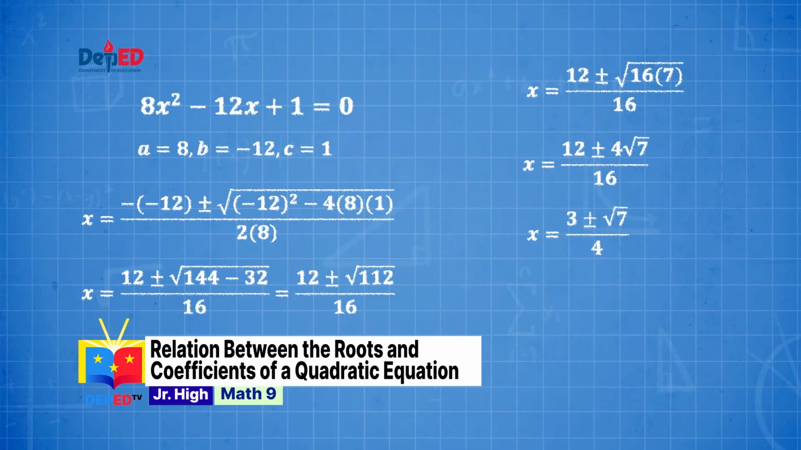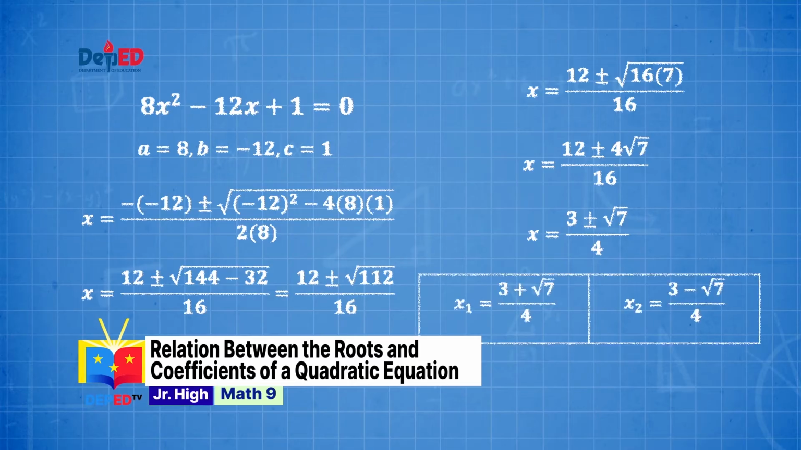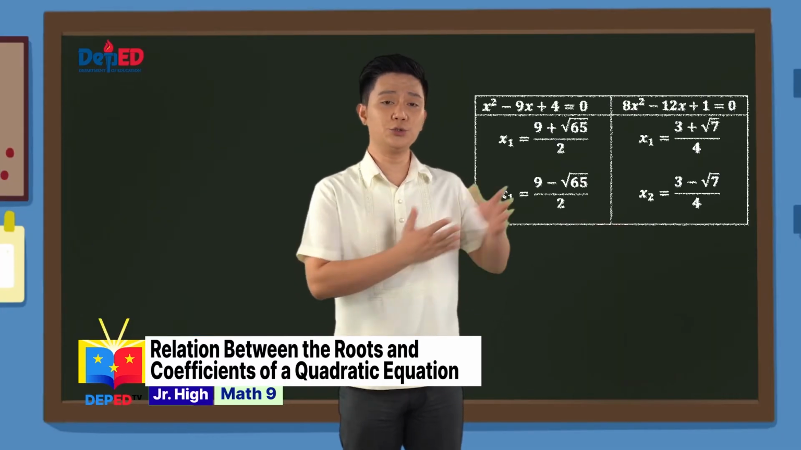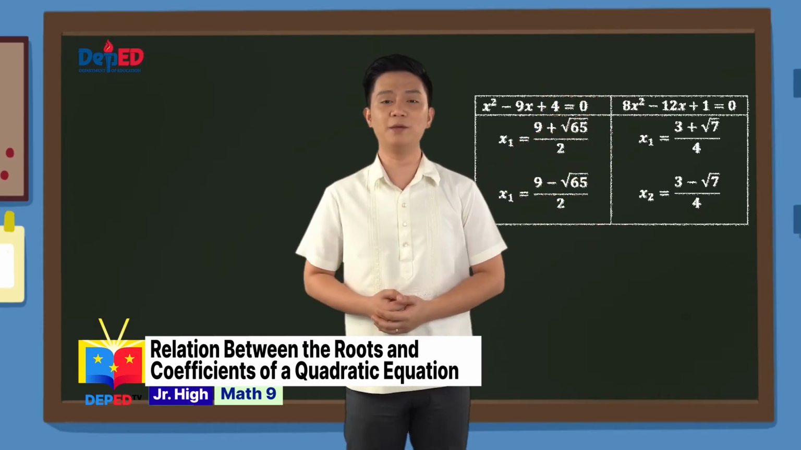12, 4, and 16 are divisible by 4. So, we apply the concept of GCF to reduce the expression to its lowest term. We split the equation into 2, showing the unequal nature of the roots. We are supposed to solve for x as the last step. The values of x are 3 plus the square root of 7 all over 4 and 3 minus the square root of 7 all over 4. Now, let me show you again the two quadratic equations and their roots using a table.